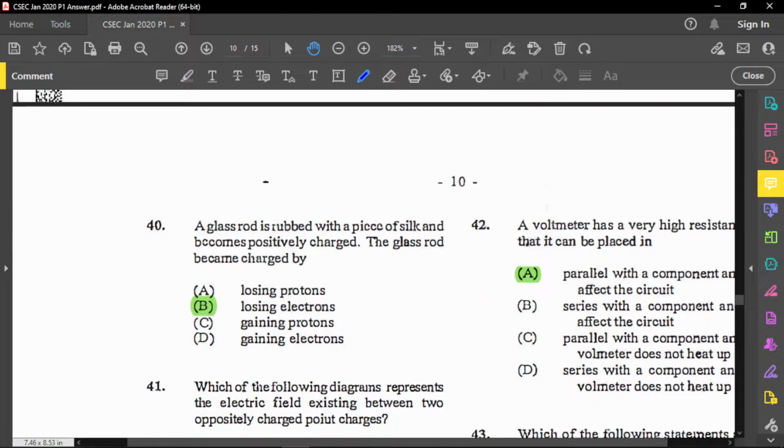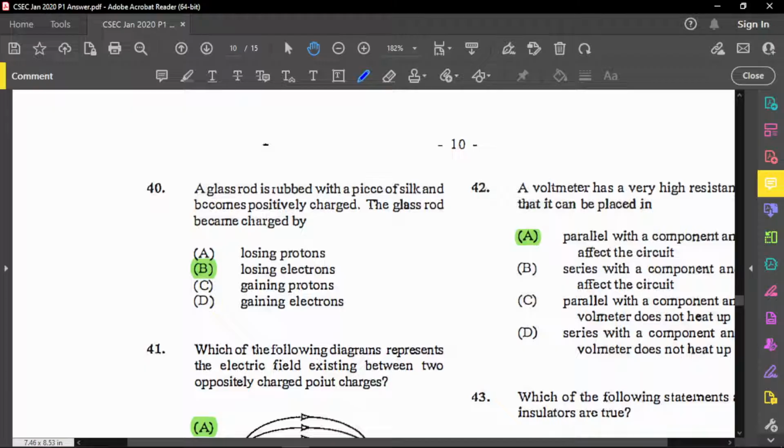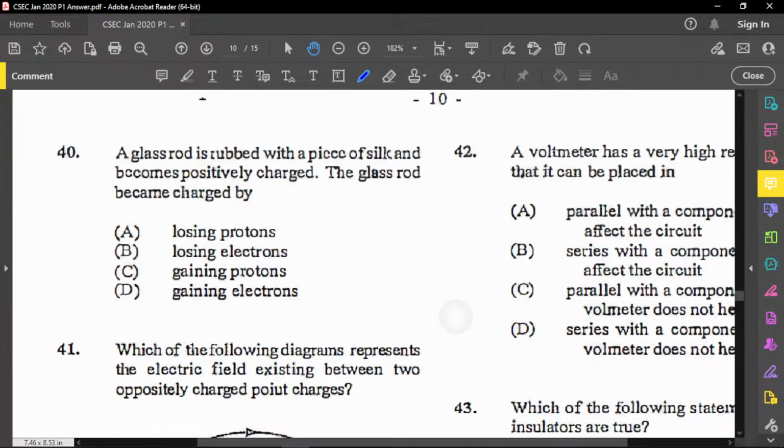Now for question number 40. We're on 40. It says a glass rod is rubbed with a piece of silk and becomes positively charged.